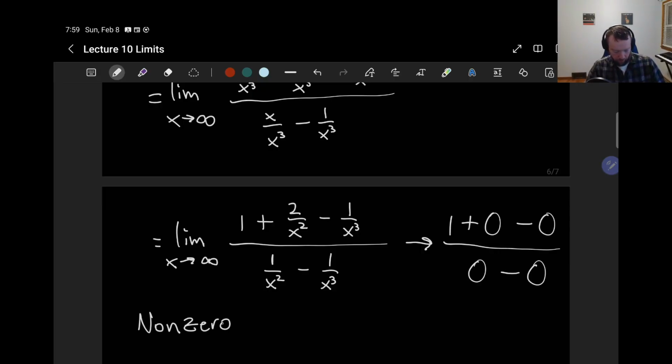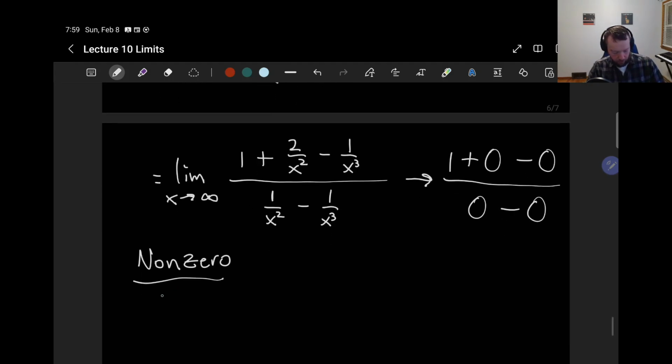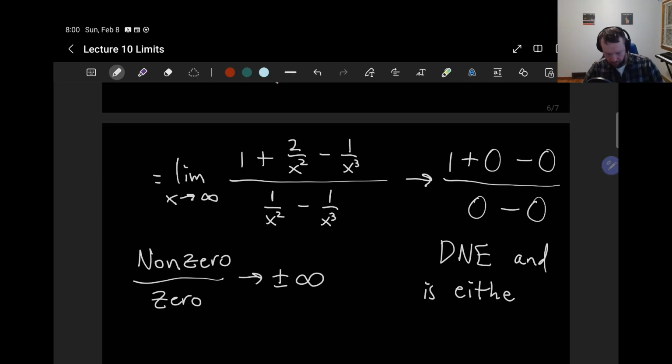I haven't quite spelled this out yet, but if you have something non-zero divided by something going to 0, then this will go to one of the infinities, either positive or negative. You would have to look a little more closely to determine which one. But for our purposes, we'll just say it does not exist. So this is the type of wording you'll see in Pearson. This does not exist, and is either positive infinity or negative infinity.